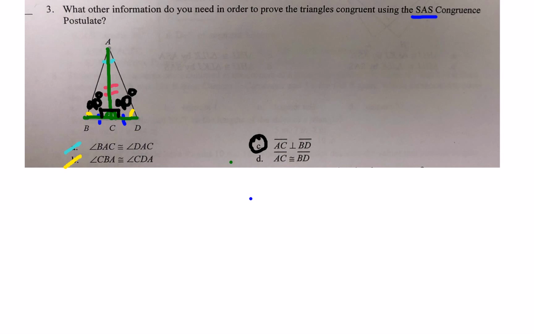This is not my right answer either, because it is talking about two sides to be congruent, AC and BD, and I don't need two sides to be congruent in order to prove SAS. I just need two sides, which I already have, and one angle. So I was looking for the two angles that were congruent. So my right answer choice is C.